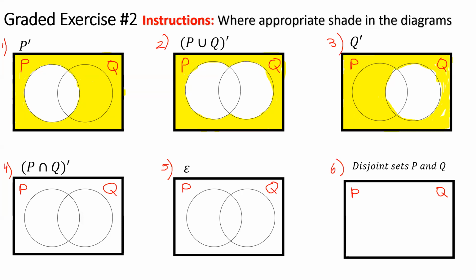Now, some of mine might not be exactly right because I'm trying to quickly do it, but I think you all get the main idea. Do not shade in Q. All right, how about this one? P intersect Q complement. What is that? Everything except the middle. Very good. Everything except the middle.